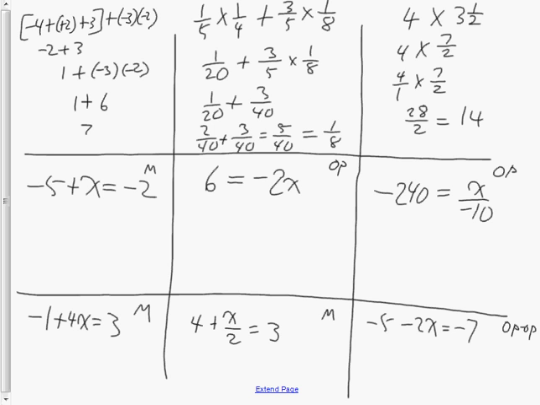So if 4 people gave you $3.50, you would have 14 bucks. If 4 people gave you $3.50, that would be the exact same type of question as this. 4 people giving you $3.50, you'd have $14.